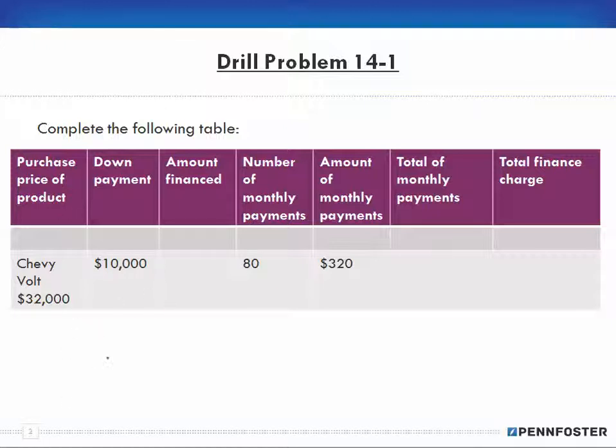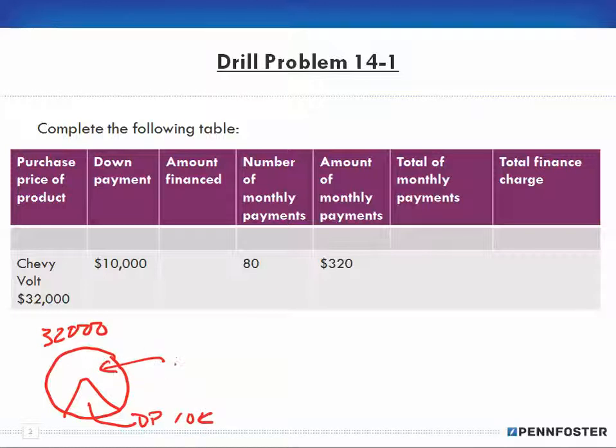Okay, so the purchase price of this Chevy Volt is $32,000. If I diagram this out the way I like to, and if you've seen me do this in the past, this is $32,000. That's the purchase price of the Chevy Volt. And it says there's a down payment of $10,000. So this is the down payment, and that's $10,000. Okay, so this remaining amount has to be the amount financed, right? So $32,000 less the $10,000 means that the amount financed is $22,000.